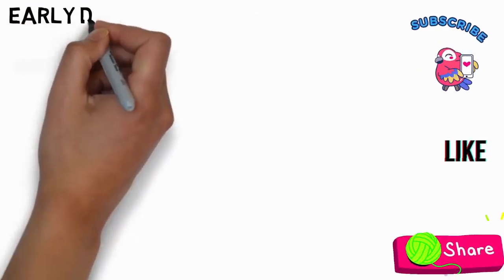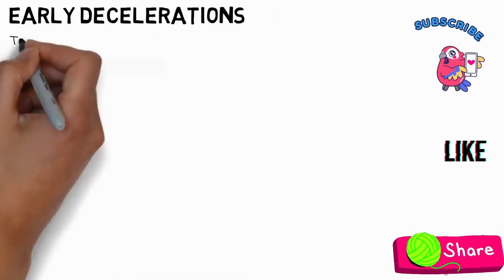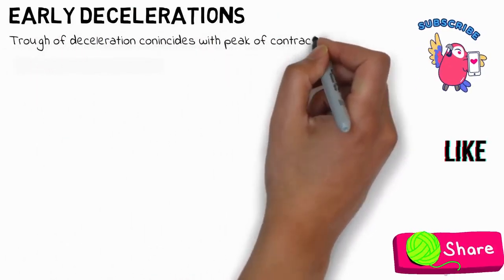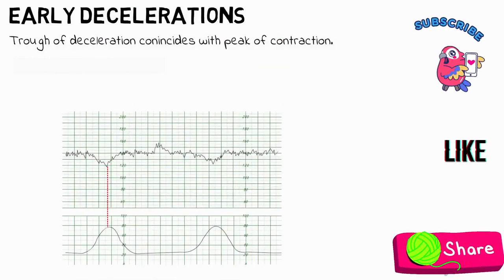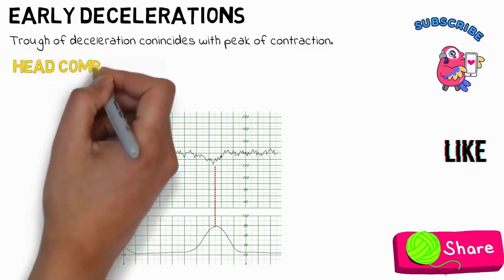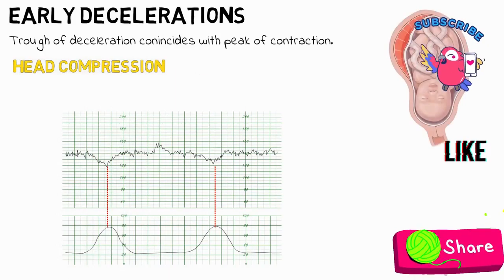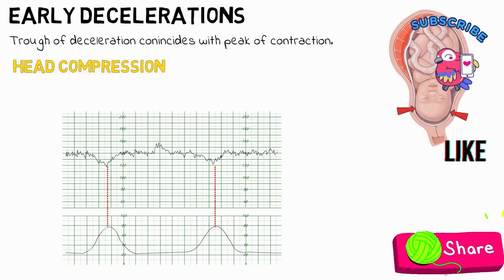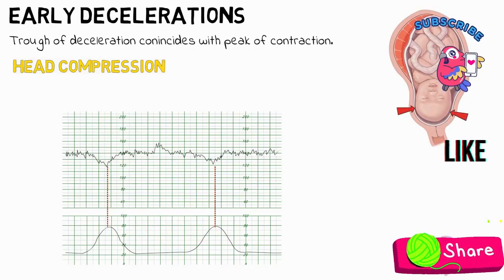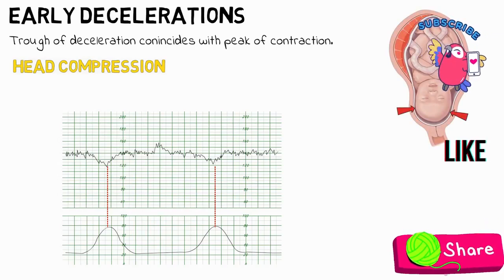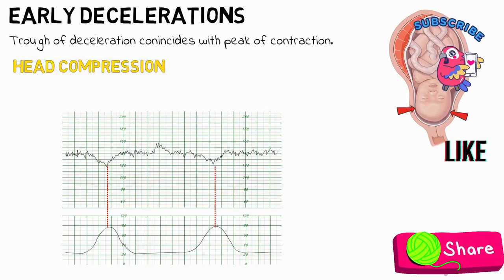So starting off with early decelerations. The trough of the deceleration coincides with the peak of the contraction. So early decelerations start when the uterine contraction begins and recover when the uterine contraction stops. They are secondary to head compression. During a uterine contraction, there is an increase in fetal intracranial pressure, which results in increased vagal tone, decreasing the heart rate. The deceleration then quickly resolves once the uterine contraction ends. These are relatively uncommon and are considered physiological and not pathological, so they are nothing to worry about.